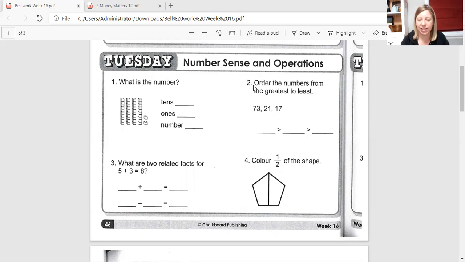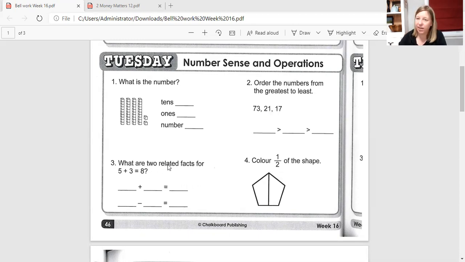The next question is order the numbers from the greatest to the least. The numbers are 73, 21, and 17. Put the greatest number on the left, the middle number in the middle, and the least number at the far right.